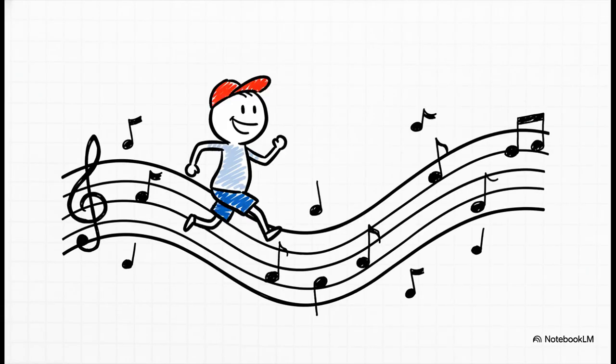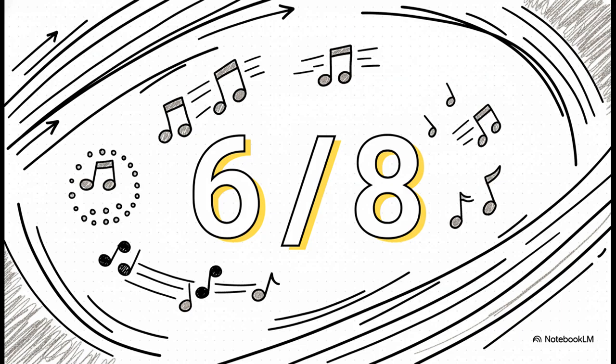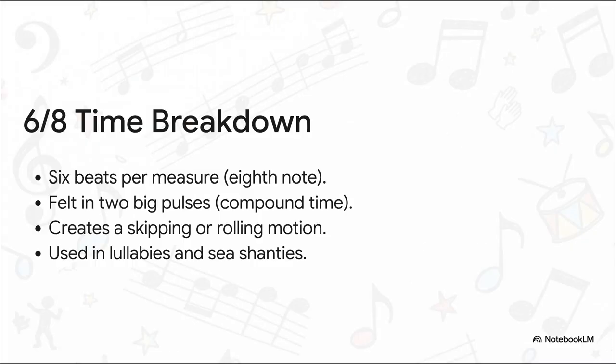All right, time for one that's a little more complex. 6/8 time has this really unique swinging or kind of skipping feel to it. This is 6/8 time. You can see the numbers are bigger, and that creates a feel that's totally different from the others we've looked at. So our code here tells us there are 6 beats, and the little eighth note gets the pulse. But here's the trick. You don't really feel all 6 beats individually. You usually feel it in 2 big groups of 3. It has this rolling pulse of 1, 2, 3, 4, 5, 6. This creates a sort of galloping or skipping motion, which is why you hear it in everything from folk dances and sea shanties to even some soothing lullabies.